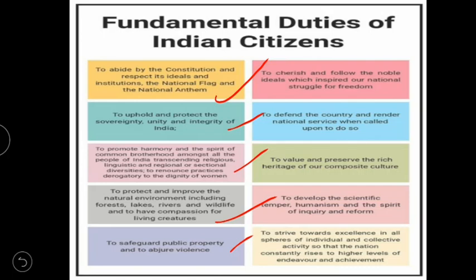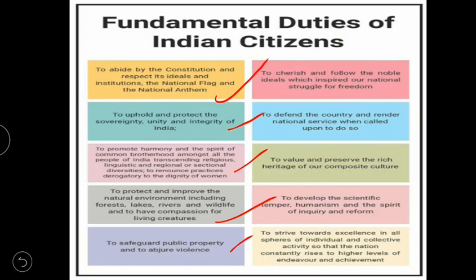Now, the sixth one: to cherish and follow the noble ideas which inspired our national struggle for freedom. Means we must follow the ideas which inspired our national struggle for freedom. So why Gandhi inspired? Why Jawaharlal Nehru, Sardar Vallabhbhai Patel, Dr. B.R. Ambedkar? Why did all of them get inspiration? From where did they get the inspiration? Because they were very conscious and devoted for the country. All the decisions were taken in favor of the country. Understood? So we must learn all the ideals from them.